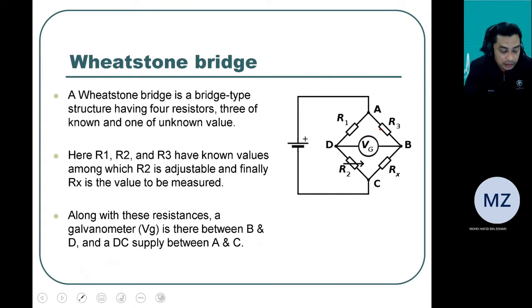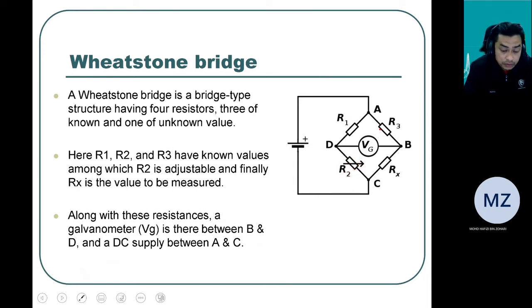I will frequently use the word balance, because balance is the key for this measurement of the Wheatstone bridge. So we have R1, R2, and R3 resistance, and then Rx is the one that we want to measure. R1 and R3 are fixed values of resistance. R2 is the variable resistance. We can adjust the value of the resistance here.